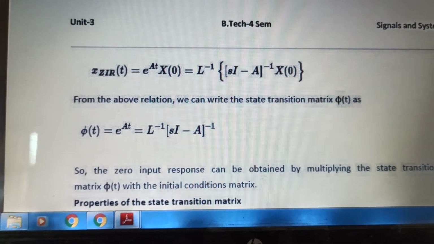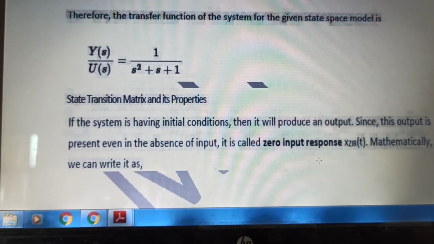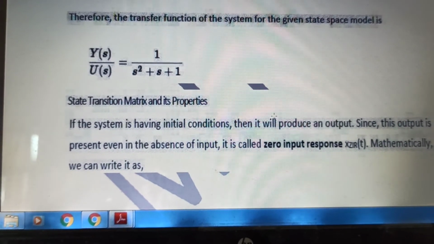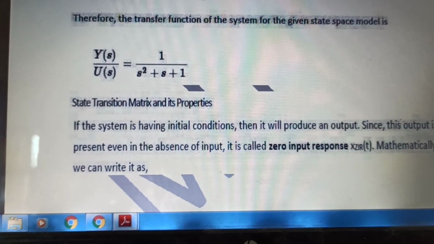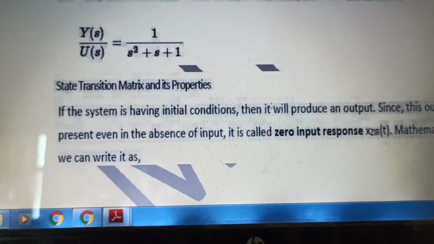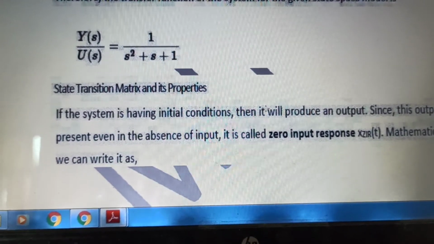Initial condition, zero input response. Here the zero state response is not taken. Yes, if initial conditions are there, then it will produce an output. Okay, are you getting it? Because even when the input is absent and still we are getting the output, it is the zero input response.